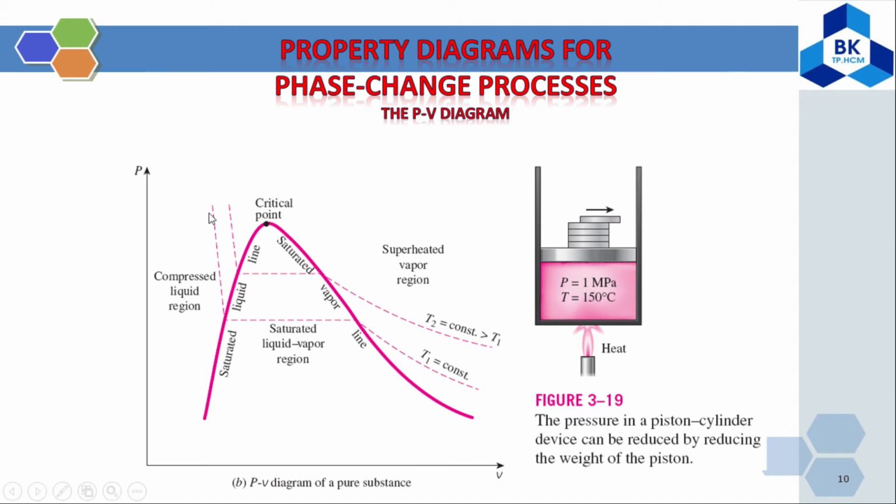Okay, so look at this example. This one is the P-v diagram. The previous one was the T-v diagram. You see that the diagram is also divided into 3 regions. It is a compressed liquid, a saturated liquid-vapor mixture, and a superheated vapor.